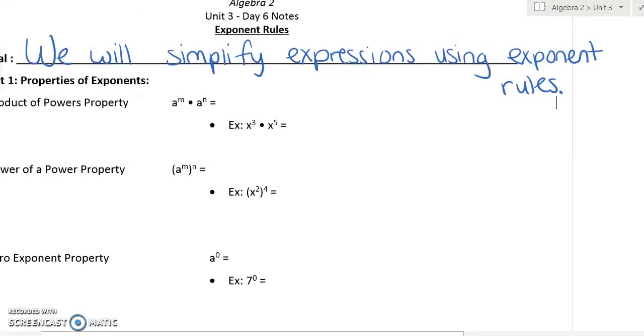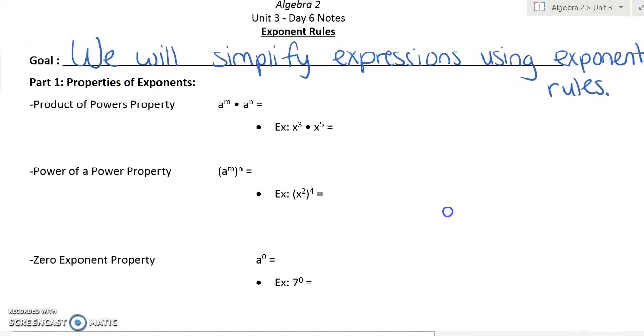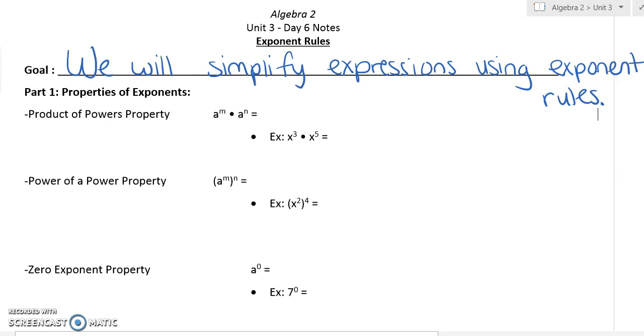Hi everyone, in today's lesson we're going to talk about the exponent rules. So here's the goal. We will simplify expressions using the exponent rules. So let's go over the rules first.